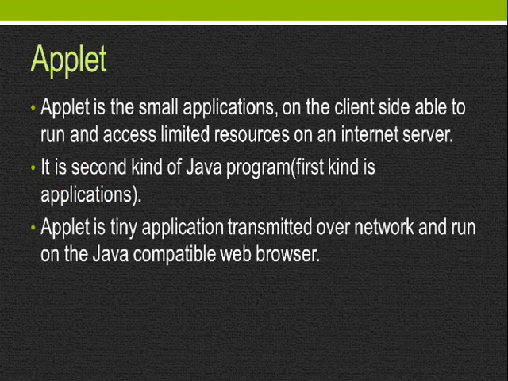Now what is an applet? An applet is a small application on the client side able to run and access limited resources on the internet server. It is the second kind of Java program, as we discussed in my previous lecture. That is, there are two kinds of Java programs: the first one is application and the second one is applet. An applet is a tiny application transmitted over the network and run on a Java compatible web browser. The web browser should be Java compatible.